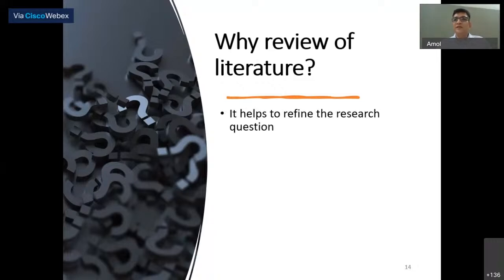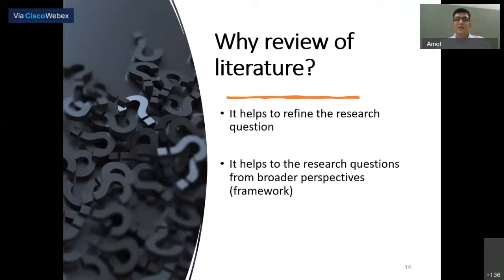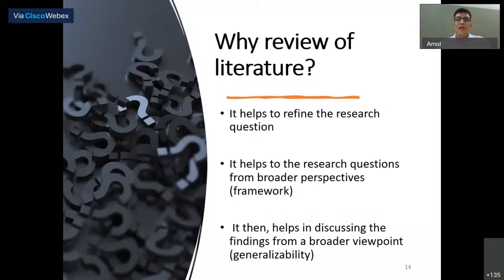Perfect. It helps to refine the research question. It helps you to tailor your research question from more broad to more focused. It helps you to choose the framework, as you have very rightly mentioned, to choose the theoretical base for carrying out your study. And it then helps in discussing the findings from a broader viewpoint. That brings a kind of generalizability, that what you are talking about is not just your observation, but something relevant to other researchers as well. And that type of write-up is important.